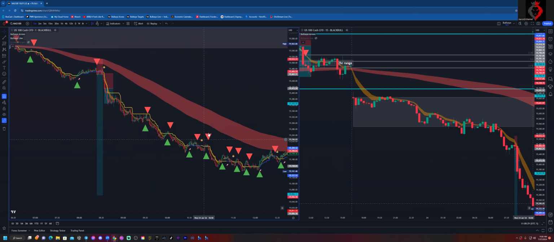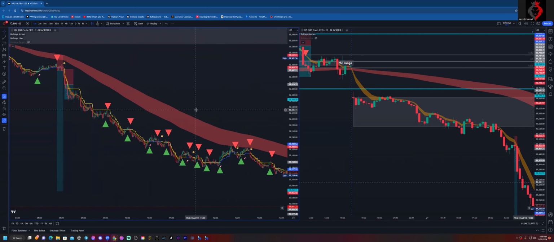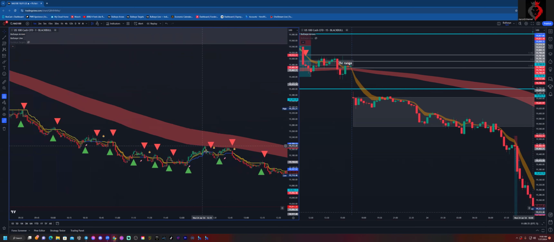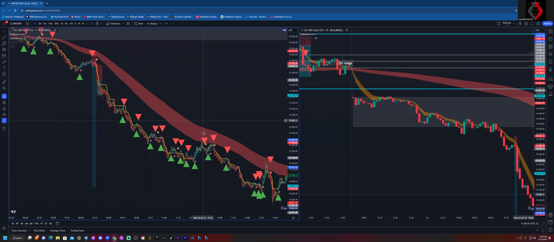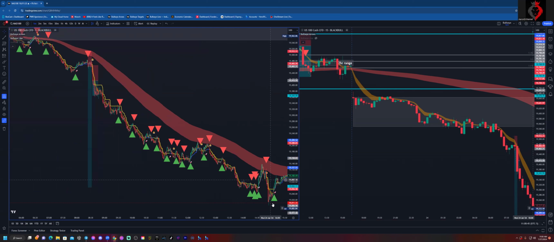And how do we treat these little pullbacks? Well, we want to wait for it to come to the cloud and then take potential sell out of the cloud. So you can see it comes out here, but this is after 11, so I'm not taking this. At least I'm not supposed to. All right. And then it comes and touches the cloud again, melts.